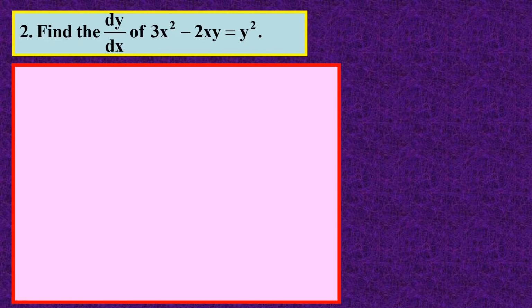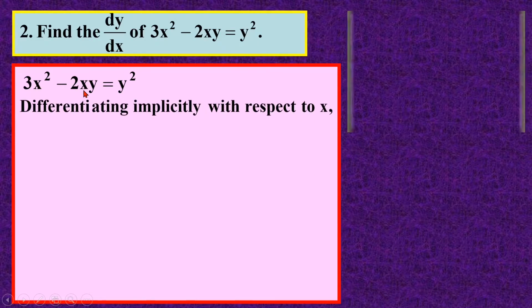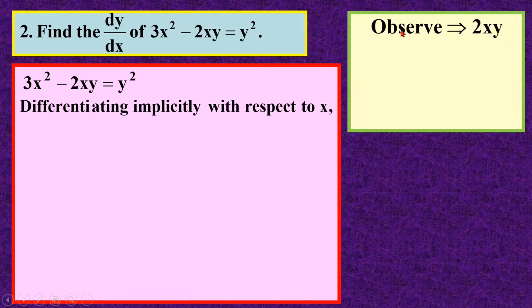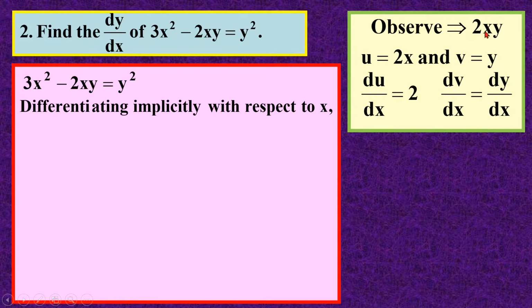Let's look at this question. I have 3x squared minus 2xy equals y squared. When there are terms like this, we will consider them as a multiplication of a 2x and a y. So I will treat my 2x as u and my y as v, just like I do the product rule.